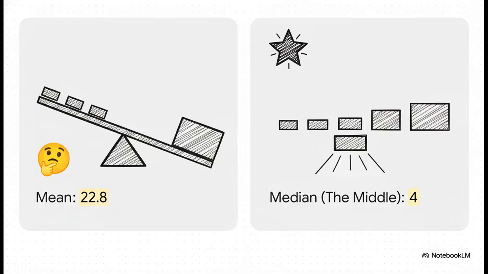And here's where we see the problem. If we use the mean, that one outlier, that 100, drags the average all the way up to 22.8. But if we use the median, the middle number, we get 4. I mean, look at that difference. Which one of those feels more typical of our data? It's 4, right? The median wasn't fooled by the outlier. It gave us a much, much truer picture.